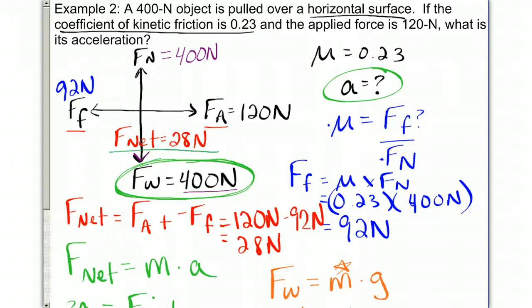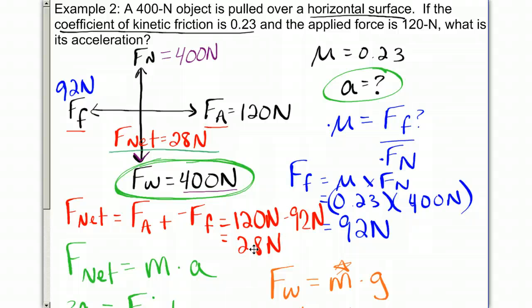We started out knowing the force due to the weight, which is equal to my normal force. Then I took my coefficient of friction using blue, this equation. I solved for the force of friction. Multiplying coefficient times the normal force gives me the force due to friction. So that's this number right here. The third thing I did was in red. I determined the net force, where I subtracted the applied minus the frictional to get 28 newtons.